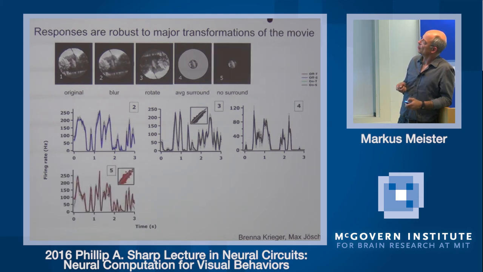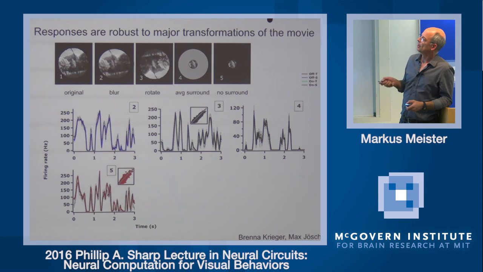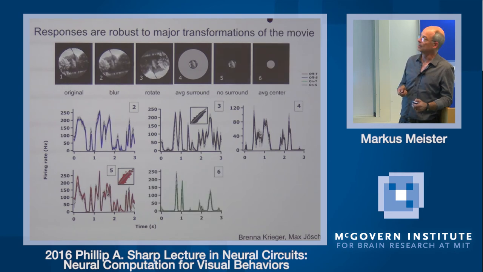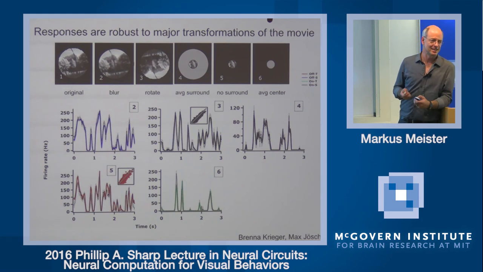And she said, let's just drop the surround entirely and only present the center with a movie through a tiny mask like that. And again, here's a comparison of original and modified scatter plot. It's very hard to see any difference in the response of the retinal ganglion cell. And finally, this seems awfully crass, but I have to say it. She removed the structure from the center and just calculated the average intensity in that 200 micron radius and modulated the stimulus accordingly. And again, there was very little difference in how the ganglion cells responded to that.